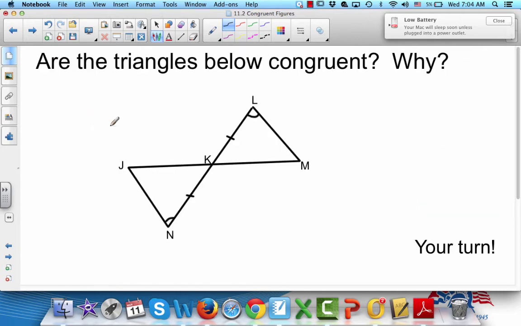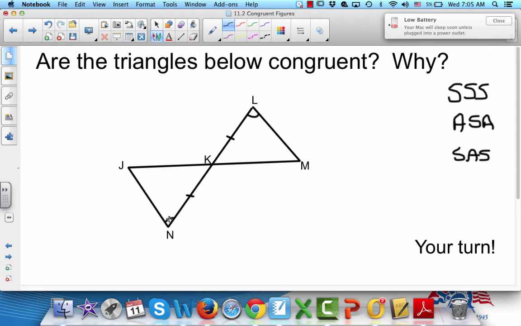All right, your turn. Are the triangles below congruent? Tell me why. Pause the video and get back to me. Okay, so we've got side, side, side. I tell you, it's really good to write this stuff down. Angle, side, angle, and side, angle, side. Those are the three methods that you've got.